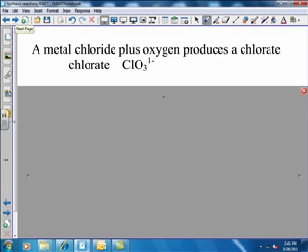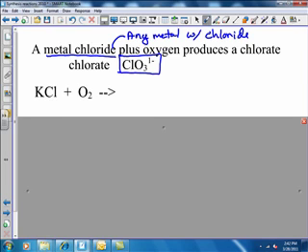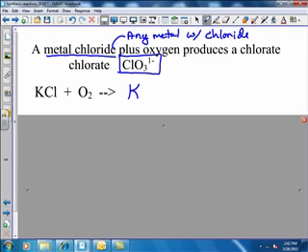Right? Here's another one. If I have a metal chloride plus oxygen, and here's this generic term again, metal chloride. Metal chloride is, again, any metal with chloride. And I'm going to react that with oxygen, and that's going to produce this chlorate compound, which is a -1. So here's my first one. Metal chloride, KCl, plus oxygen. Now, that's going to produce this chlorate, which is a -1, with a potassium. So that's going to produce KClO3. So there's my metal chlorate.